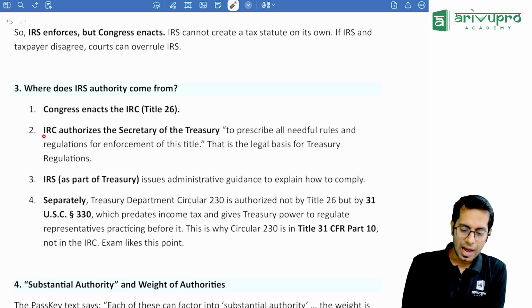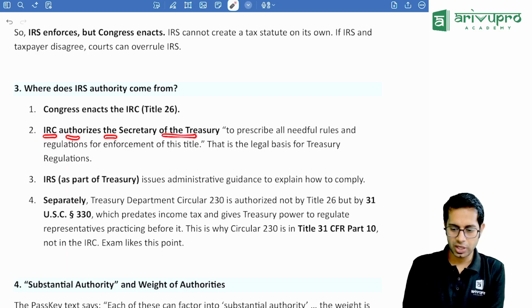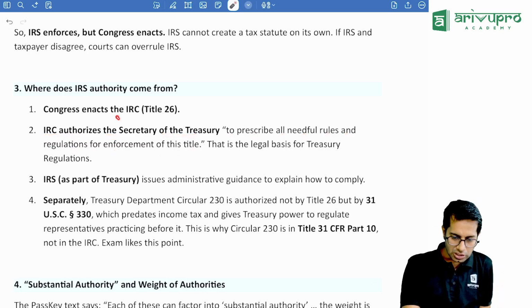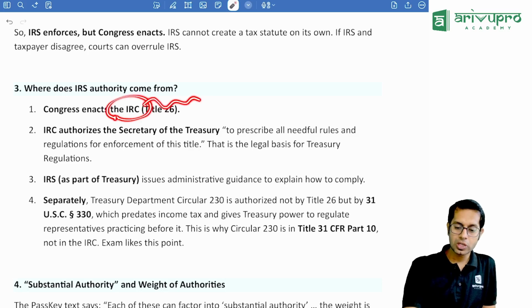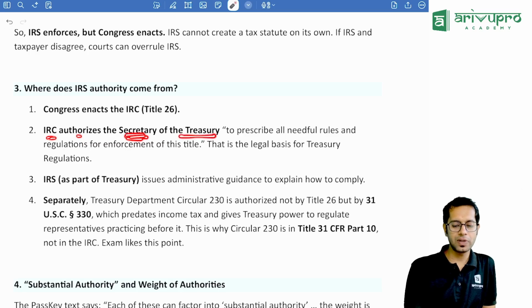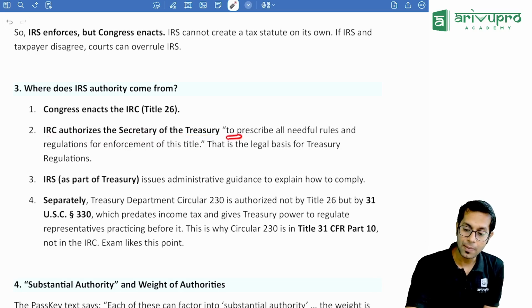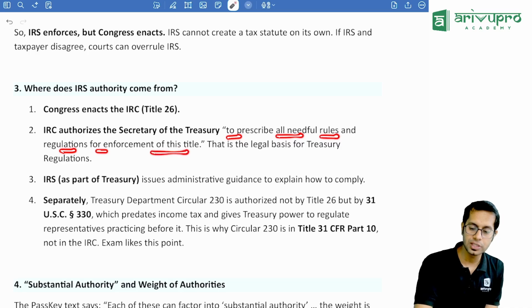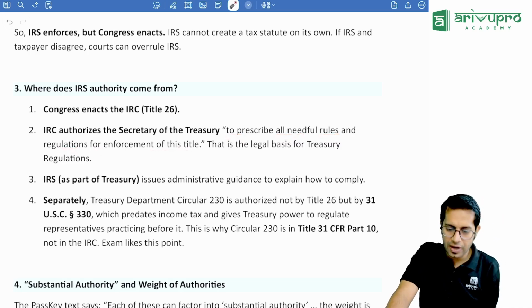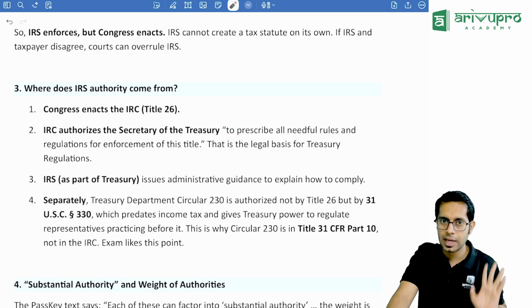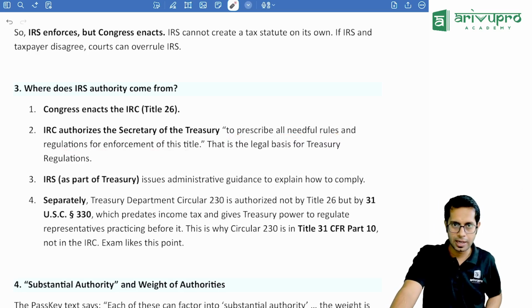So just like that, IRC authorizes the Secretary of Treasury to prescribe all needful rules and regulations for enforcement of this title. Now this law is made to make sure that this law is followed properly throughout the country. The Secretary of the Treasury, which is the Finance Minister of India in India, prescribes all the rules and regulations to enforce this title, to make sure that this Income Tax Act is followed in India. Who will do this?